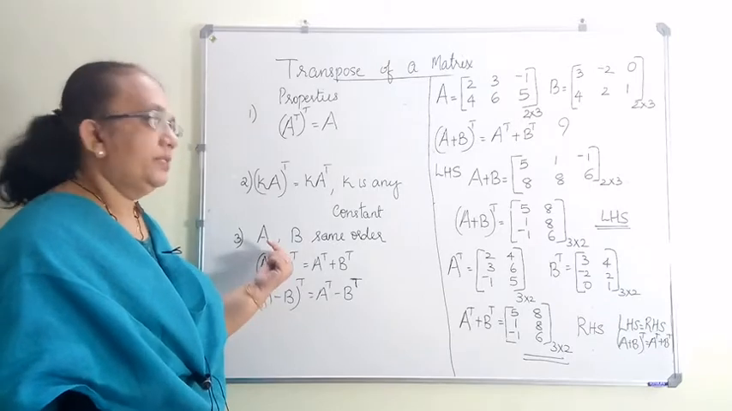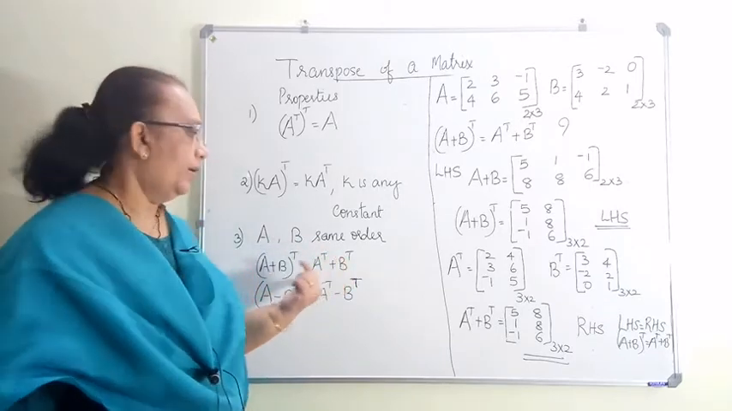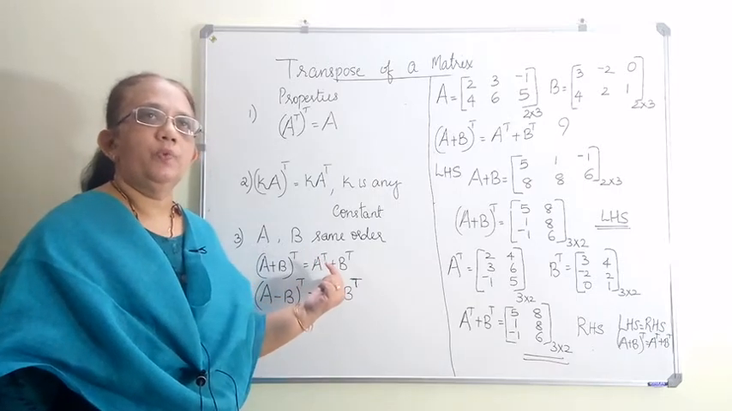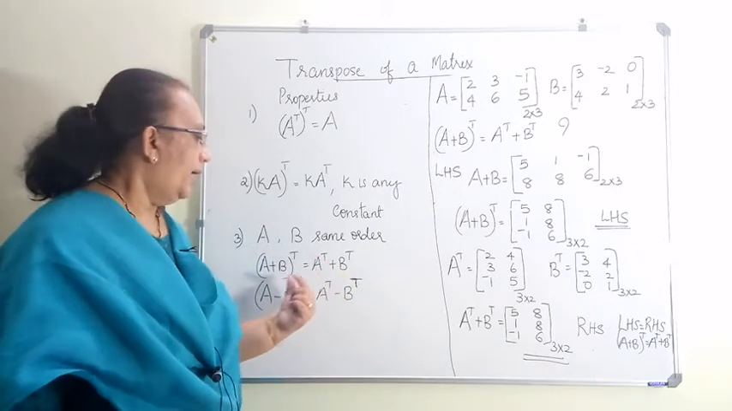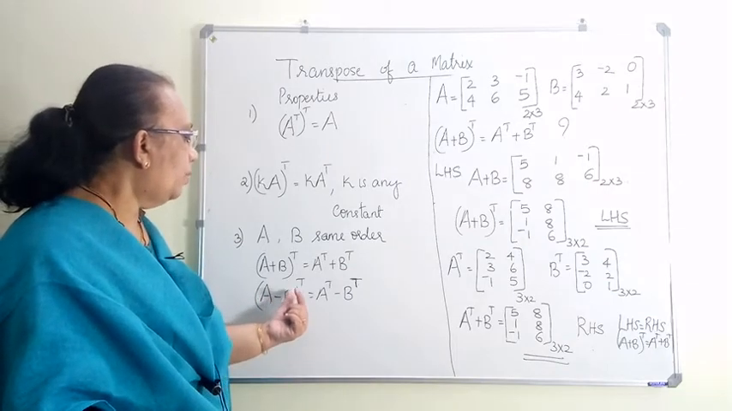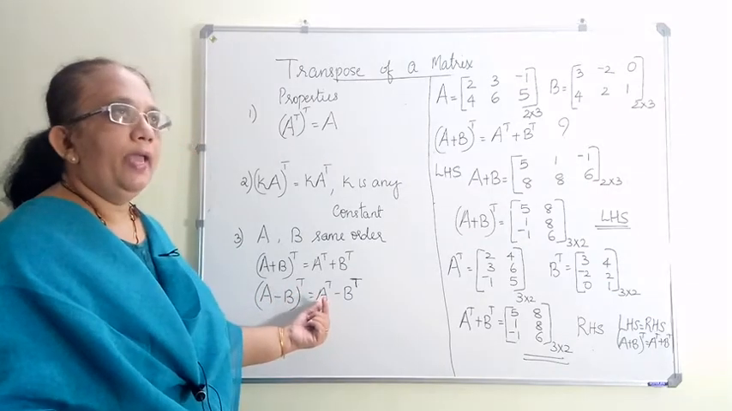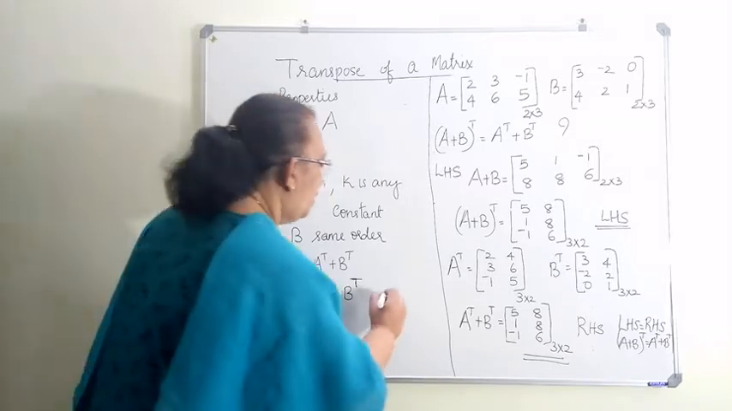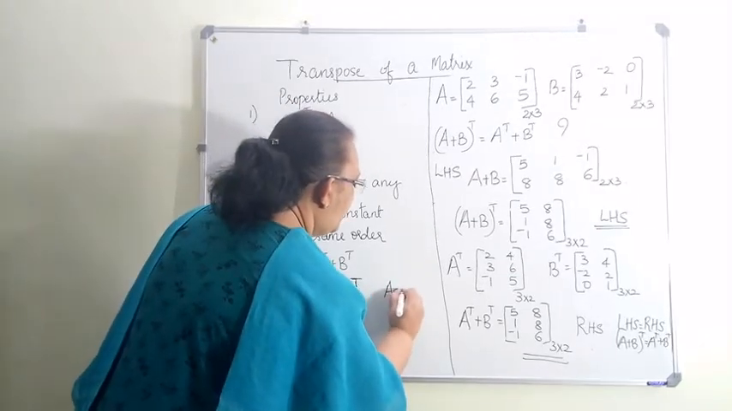For any two matrices A and B of the same order, A plus B the whole transpose is equal to A transpose plus B transpose. Similarly, we can show that A minus B the whole transpose is equal to A transpose minus B transpose. This one I am giving you as an assignment.